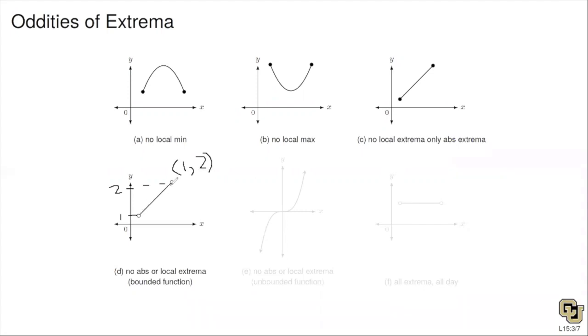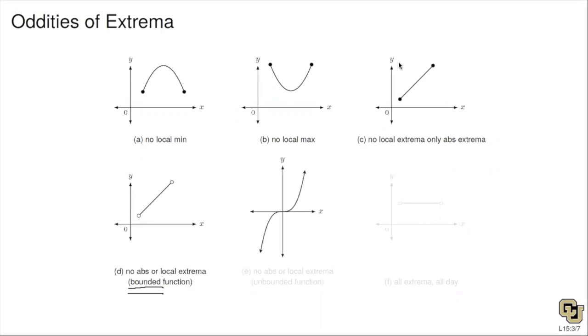And because of the diagonal part in between, there are no local extrema. There are no local little bunny hills. There's no local little valleys. So no extrema of any kind, but this is a bounded function. What do I mean by that? The range is finite. The function isn't blowing up to infinity or negative infinity.